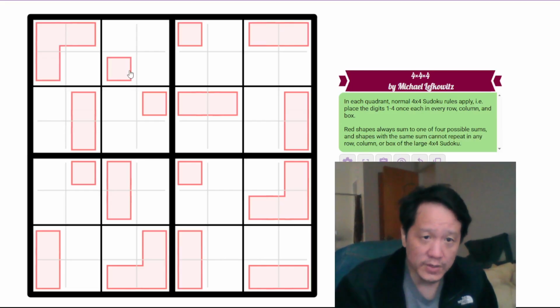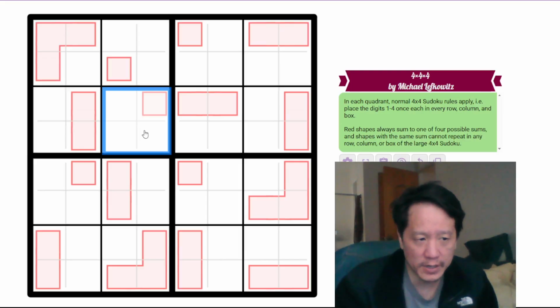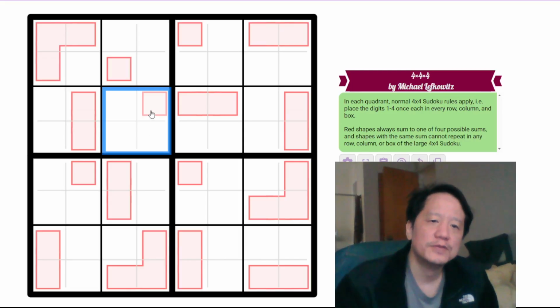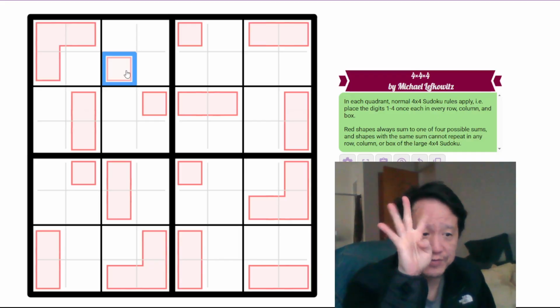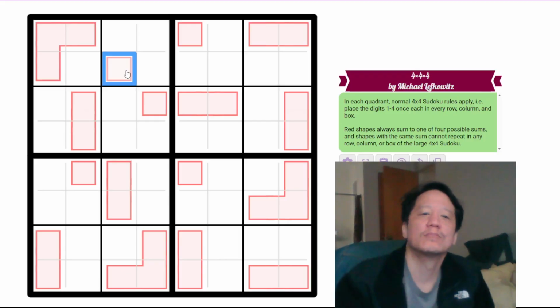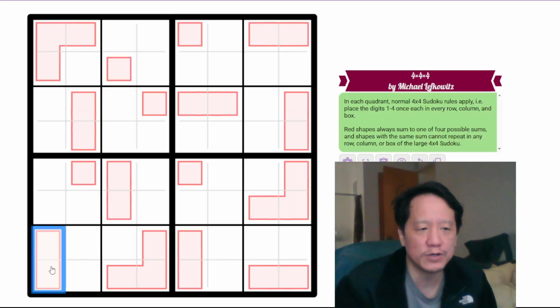Okay. So we know 2 of these sums, I should say. So you always have the digits 1 through 4 in each smaller box. The sum of one cell has to be 1 through 4, obviously. The question is, can it ever be 1 or 2? And I think the answer is no. Yes, it cannot be 1 or 2.